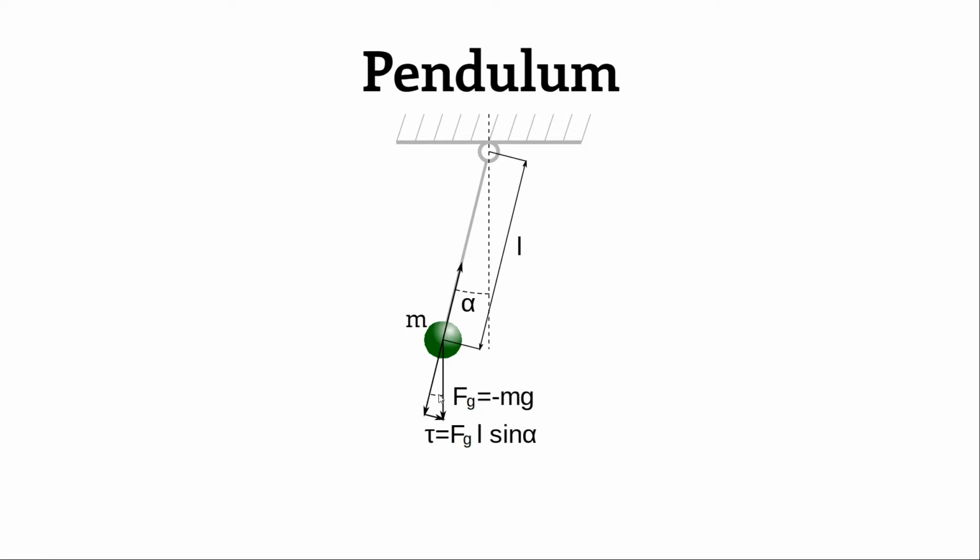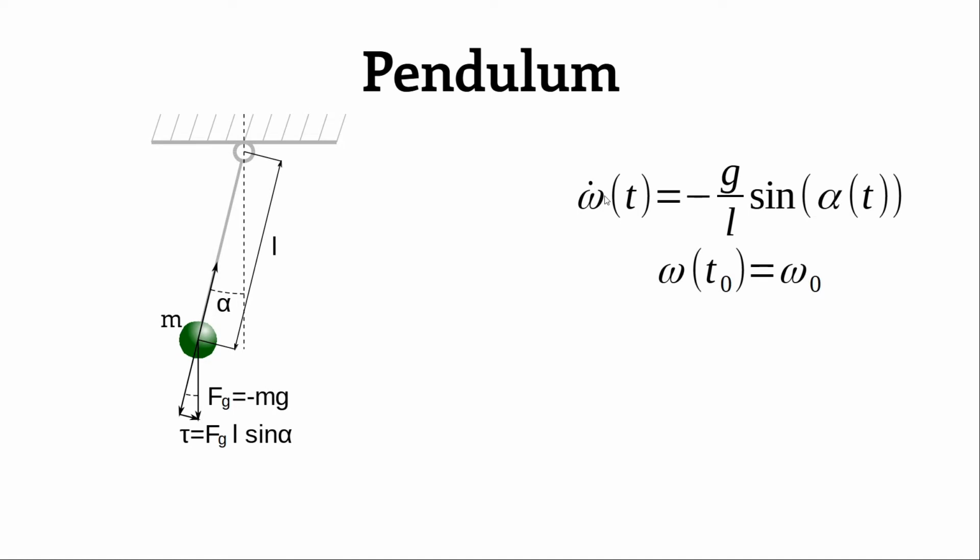and some trigonometry here. So we see the gravitational force is mass times gravitational acceleration, and the moment acting on the ball here is this gravitational force times the length of the arm times the sine of the deflection angle alpha. And if we use this to get some equations of motion, we get the acceleration, or the time derivative of the angular velocity, to be minus g over L times the sine of the deflection angle.